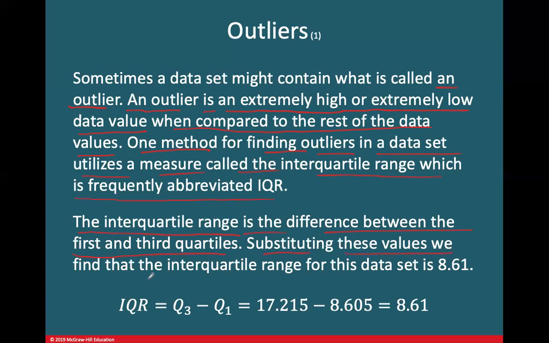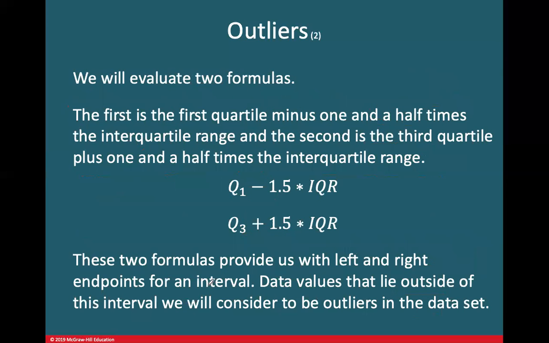Substituting these values, we find the interquartile range for this data, which is 8.65. This is now the IQR, and we know how to calculate it. Now, when we find the IQR, how can we determine which data values are outliers, which could not be considered statistically since they are not giving accurate information to us?